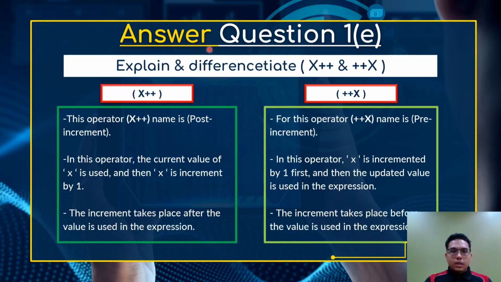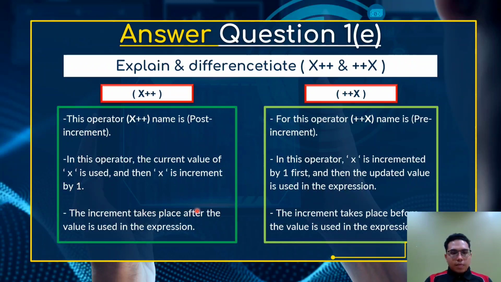We go to the answer to question 1E. Explain and differentiate x++ and ++x. In x++, this operator we call post-increment. In this increment operator, the current value of x is used, and then x is incremented by 1.